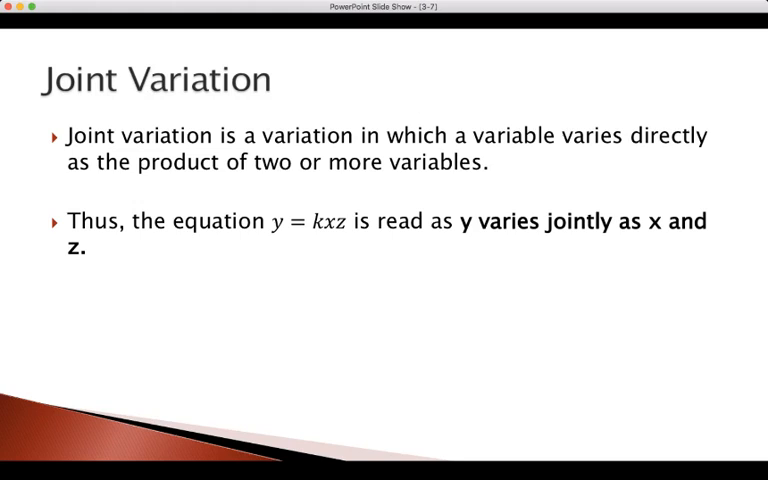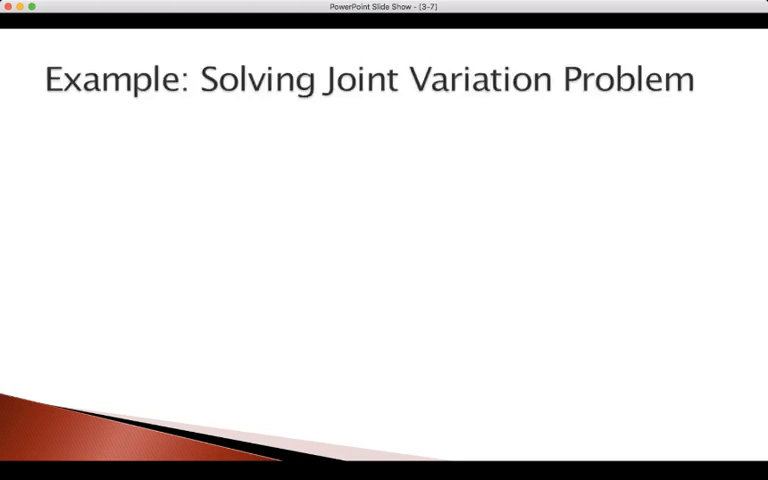Now how about joint variation? Joint variation is a variation in which a variable varies directly as the product of 2 or more variables. Thus the equation y is equal to kxz is read as y varies jointly as x and z. Now, let's solve a problem of this form.